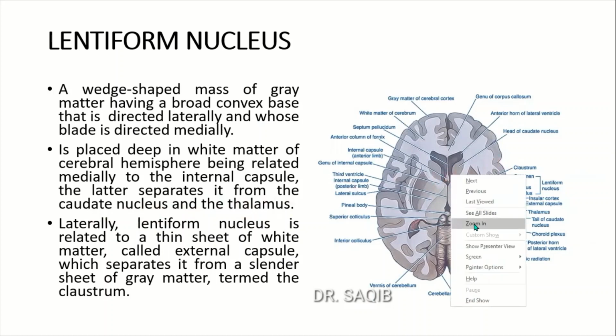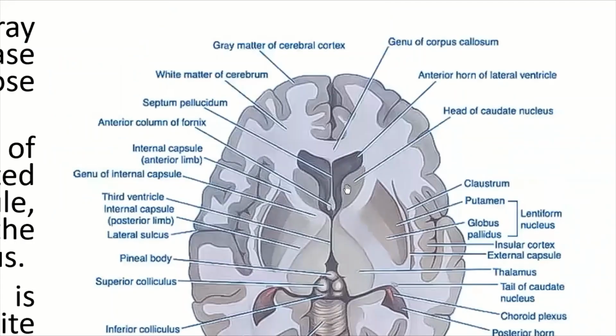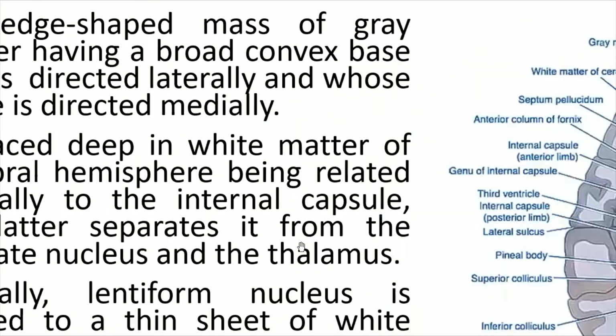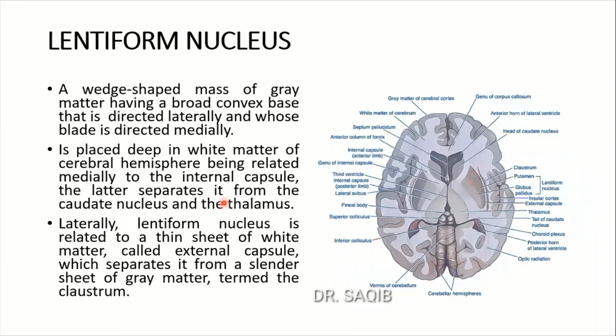Let's again zoom in. This is the head of the caudate nucleus, and it separates it from this deep part that separates the lentiform nucleus from the caudate nucleus and the thalamus. Yes, this is the lentiform nucleus, and this is the caudate nucleus. It separates it from it.